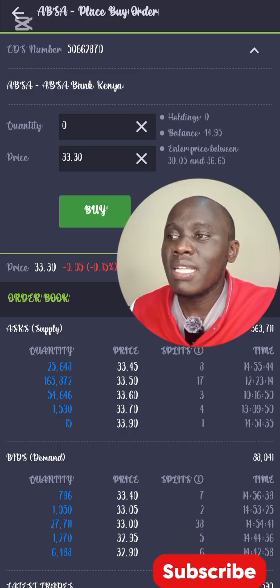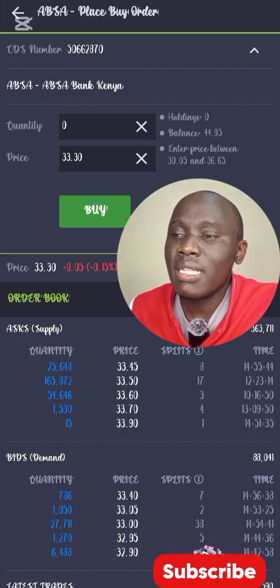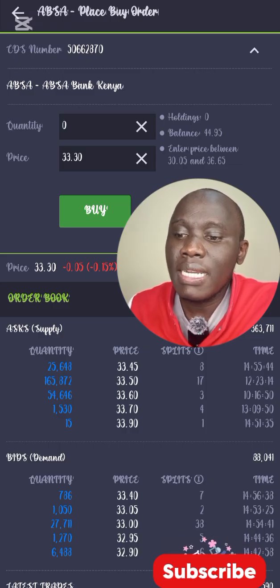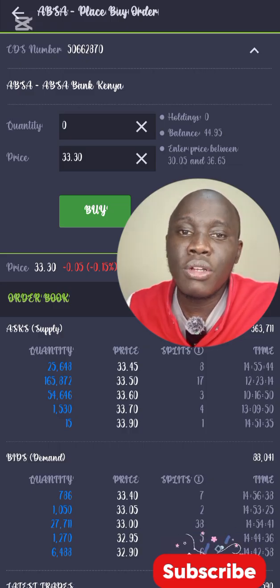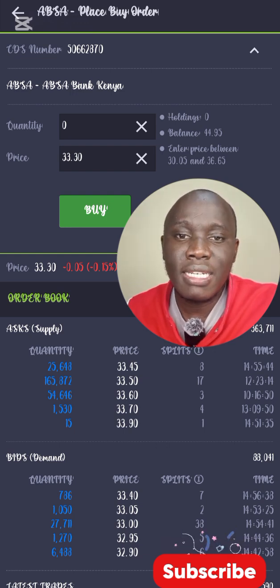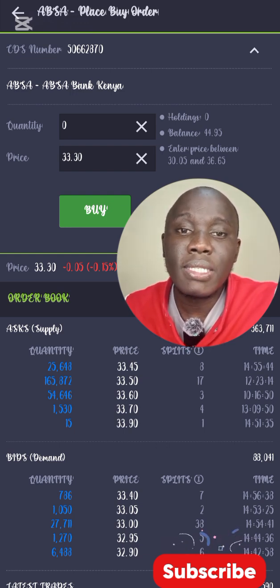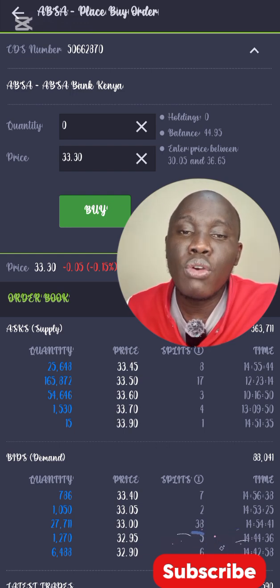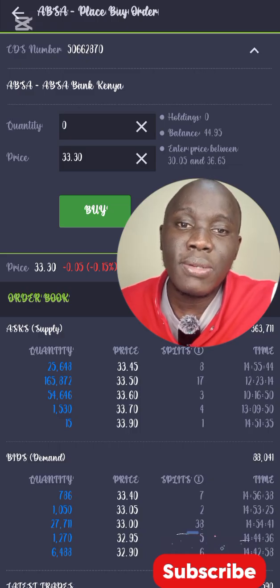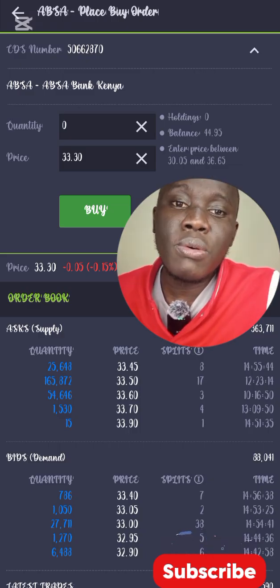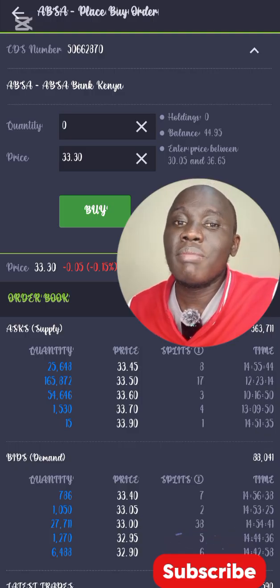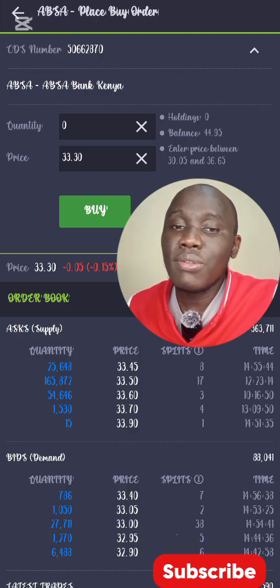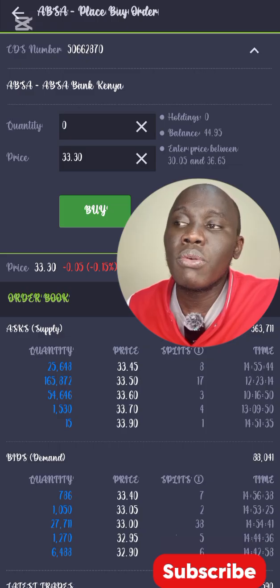So those are some of the things that you need to understand as far as buying and selling of shares is concerned. And be aware that it's not a guarantee when you want to buy shares that you will always buy, because maybe at that time when you want to buy, no one is willing to sell, and as we have agreed, there is no vacuum in the Nairobi Securities Exchange. So I want to end it at that point as far as buying shares in the Nairobi Securities Exchange is concerned.